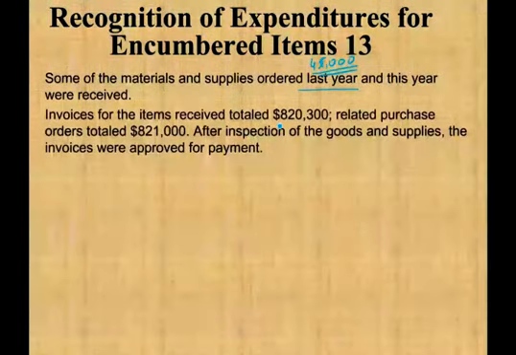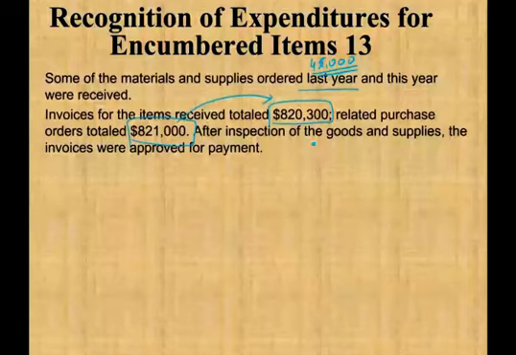Invoices for the items received were $820,300. Related purchase orders were $821,000. So we submitted a purchase order of $821,000. The actual was $820,300. So they cost us a little bit less, $700. After inspection of the goods and supplies, the invoices were approved for payment. So we received the material, excellent. They were in good shape. We approved them for payment.